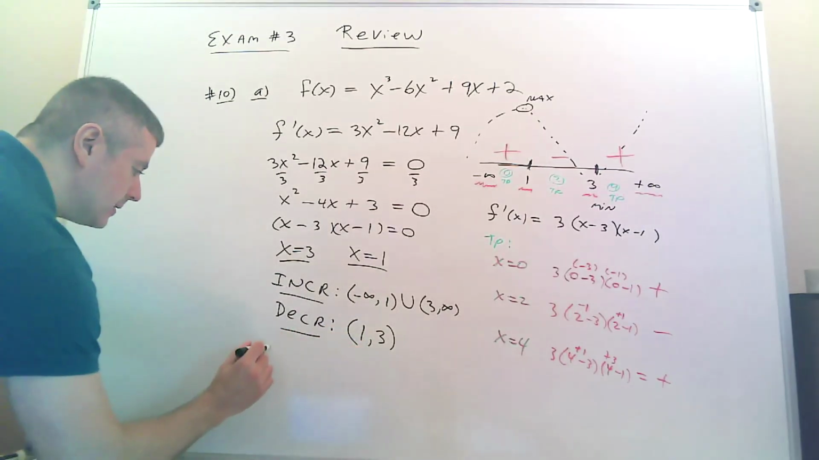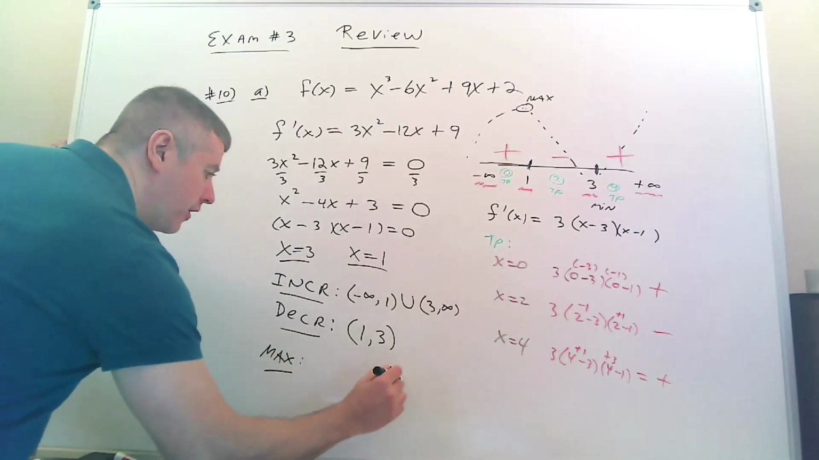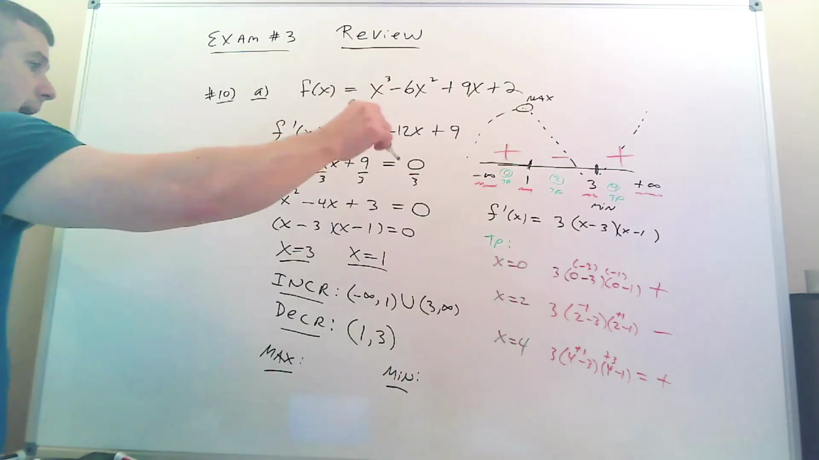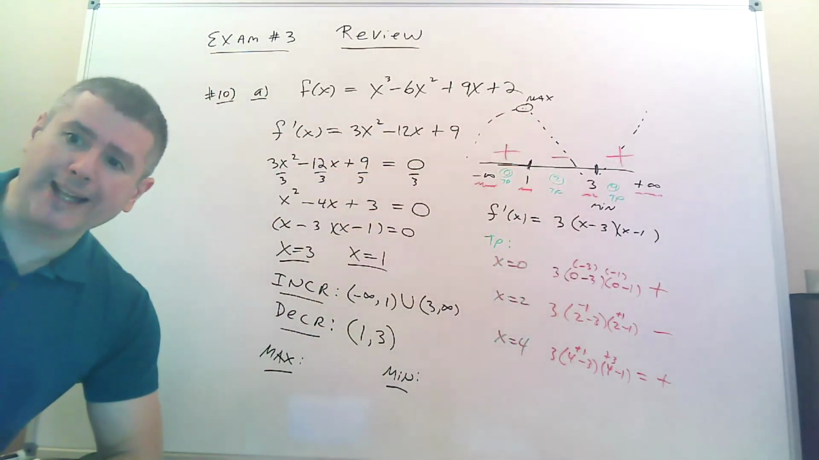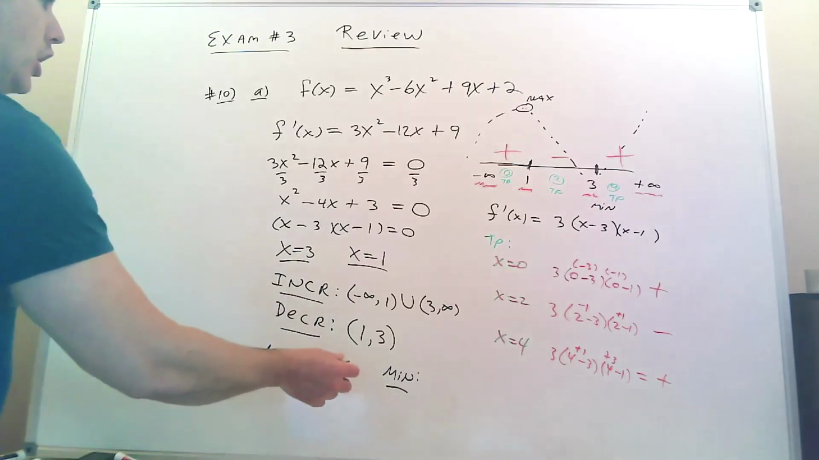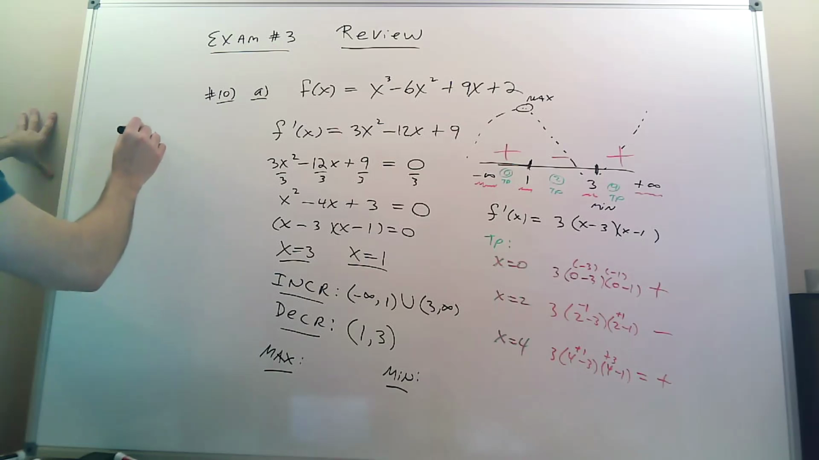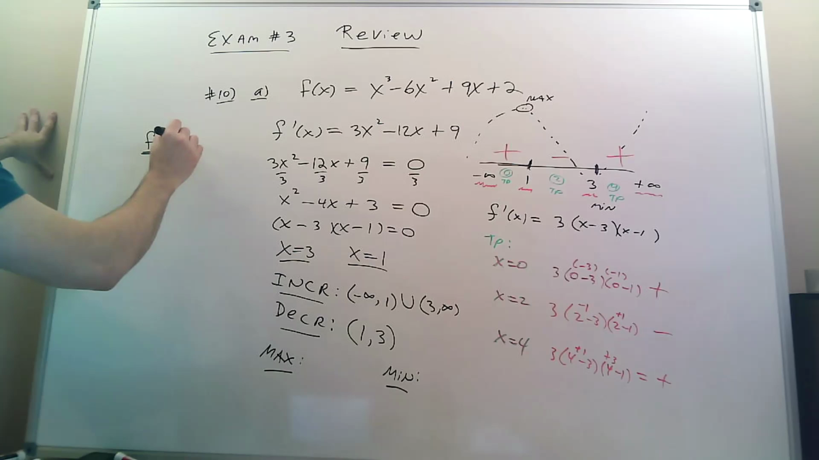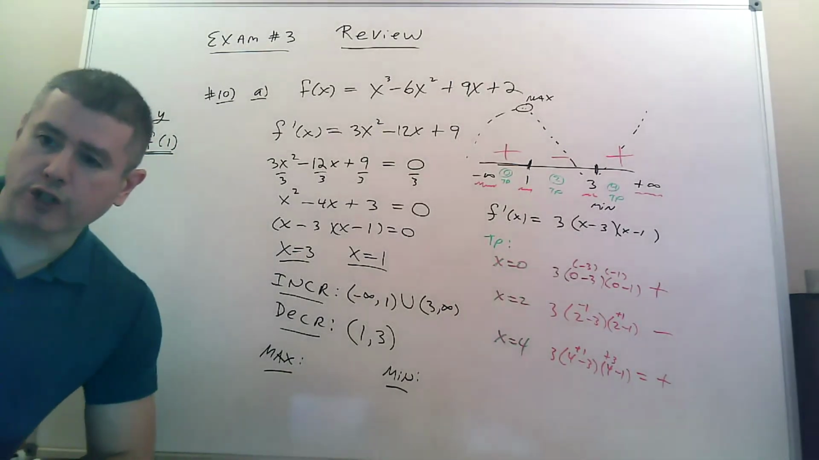Now, I need the max, and I need the min. I know that I have both. This graph went up, down, up. So I have a high point and a low point. Now remember, those are called relative max and min, not absolute, right? They're only maximums relative to the rest of the graph, but you don't need to worry about that. Let's plug in 1 first, because it's probably easier. I need to do f of 1, right? I am looking for y now. If you want a y value, original function.